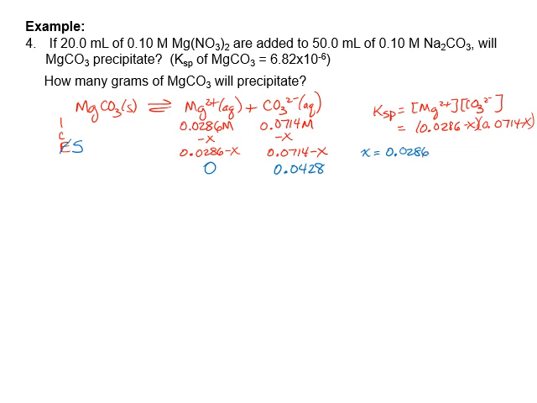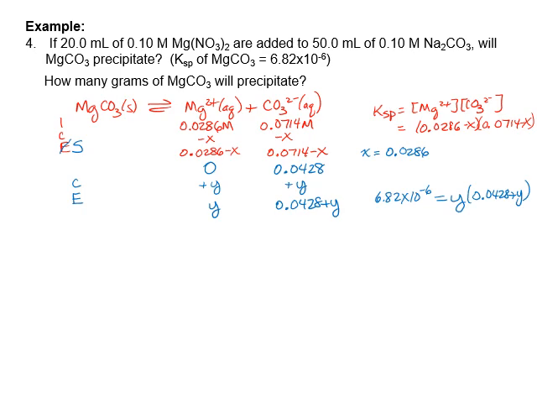Of course, this can't be equilibrium because we have 0 for our magnesium concentration. So we now need to do a new change row and finally our equilibrium. So the reaction will proceed forward to produce a little bit of magnesium and a little bit more of carbonate. So our new expression is: the K value, 6.82 times 10 to the minus 6, is going to be equal to Y times (0.0428 plus Y).